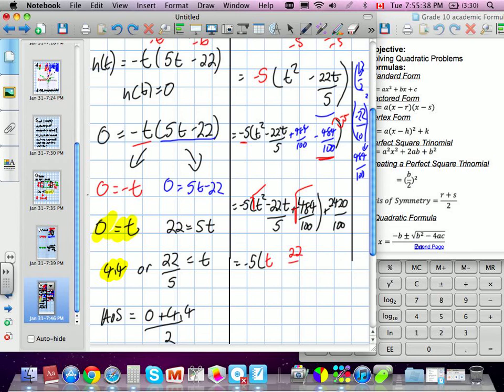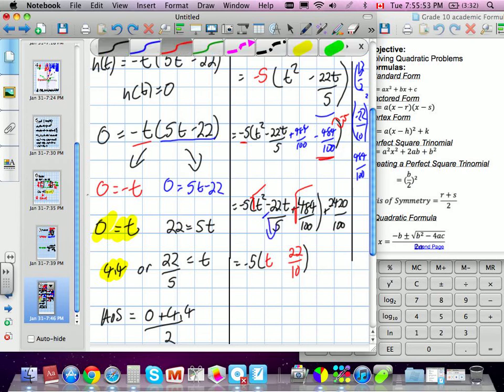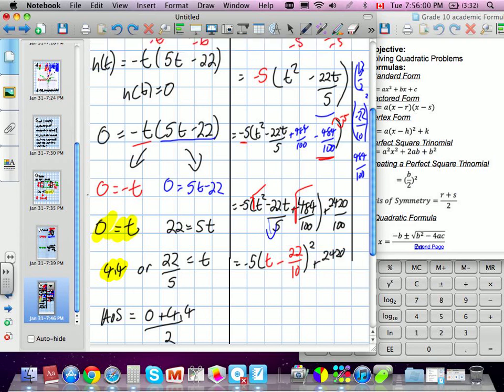And finally, what sign do we bring down? Yeah, we bring that negative sign down. So it's a negative. We make sure to square this on the outside. And we still have our 2420 over 100. Okay. So this is in vertex form, right? What is our vertex in this one here?